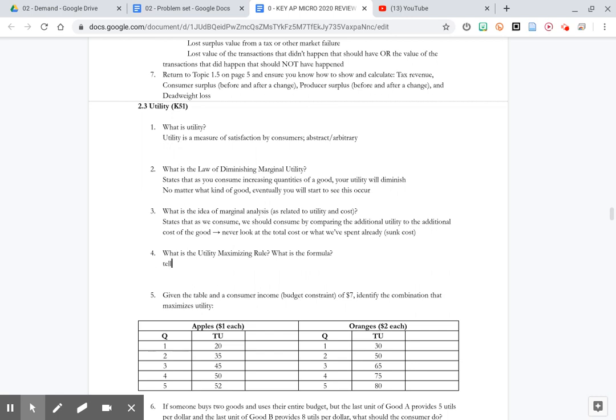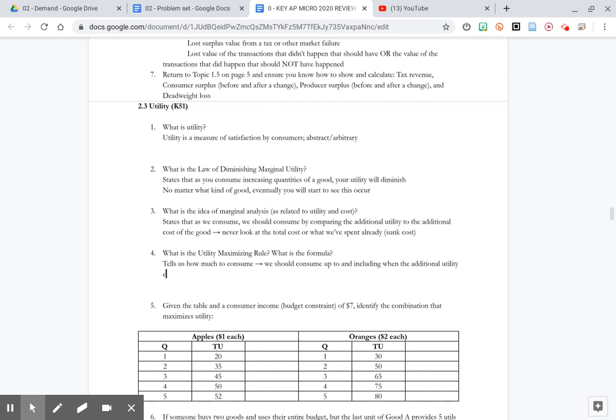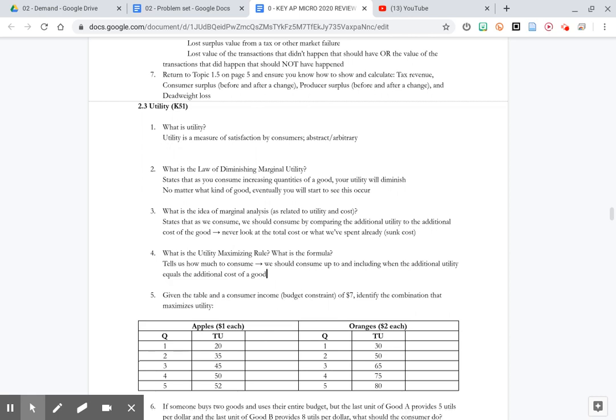Utility maximizing rule tells us how much to consume. And that is that we should consume up to and including when the additional utility equals the additional cost of a good. And so formula-wise, that looks like this. Consume the quantity where the marginal utility per dollar is, the marginal utility equals the marginal cost. That's the simple way to do that.